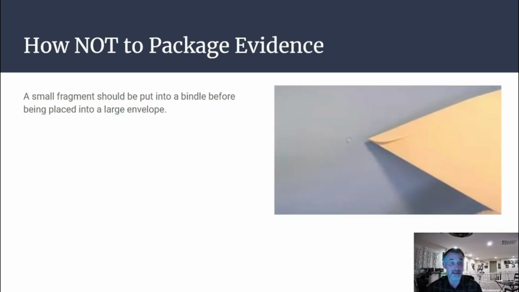The opposite is true. If we have a small fragment, it's hard to see, but there's a little tiny piece of glass right there. And if we don't properly seal the envelope, we can lose some of this trace evidence as well. So you might want to take something like that and put it into a bindle before you put it into a larger envelope, where it can possibly come out of a not quite sealed envelope or an opening in the envelope or tear through the envelope.